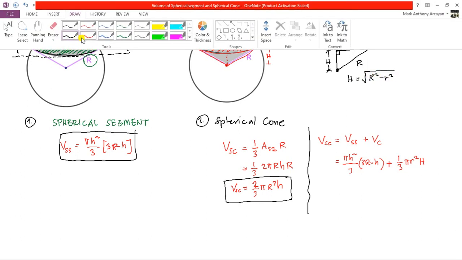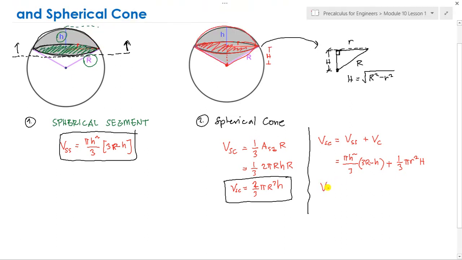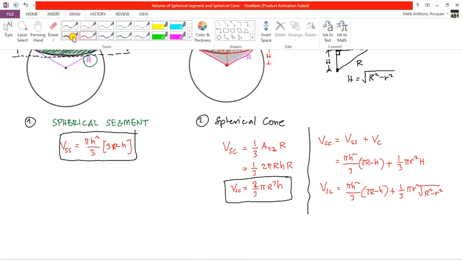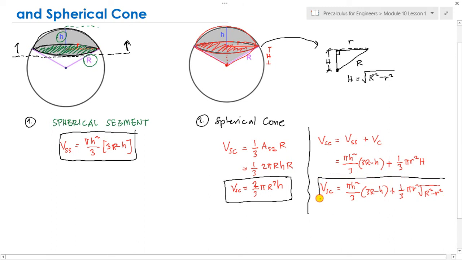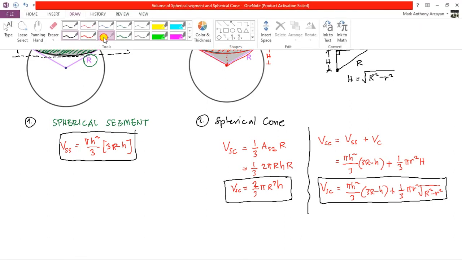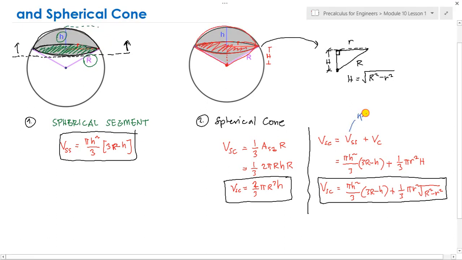So substituting that, the volume of the spherical cone is V equals pi h squared over 3 multiplied by 3R minus h, plus 1/3 pi r squared multiplied by the square root of R squared minus r squared. So you can also use this. This is clearer because from basic principles we divided the volume into the volume of the spherical segment and the volume of the cone.